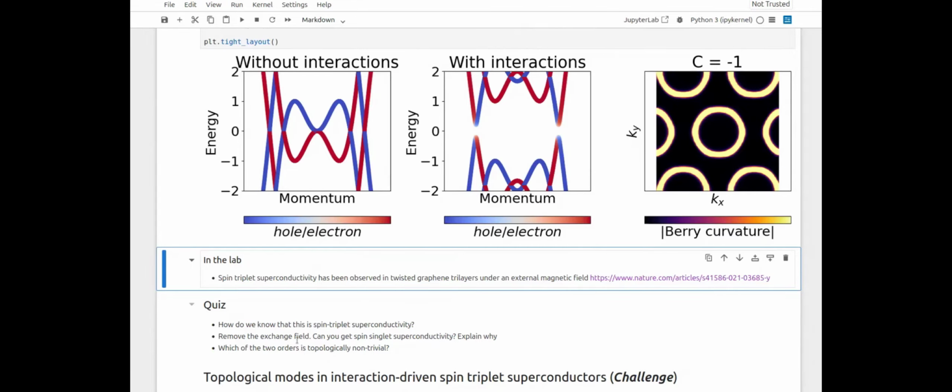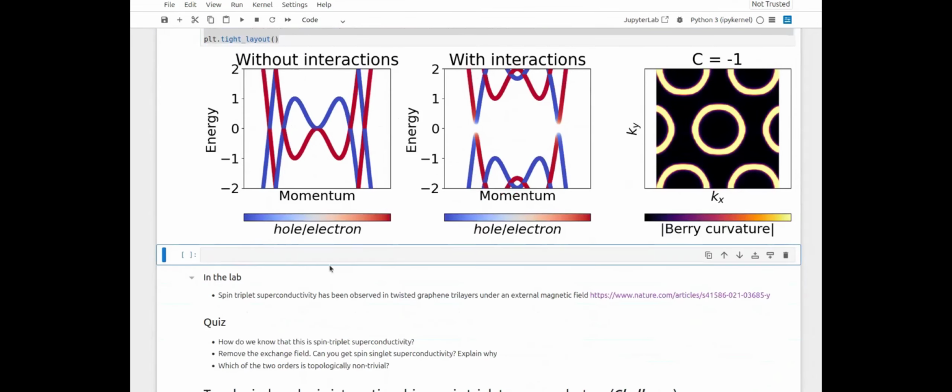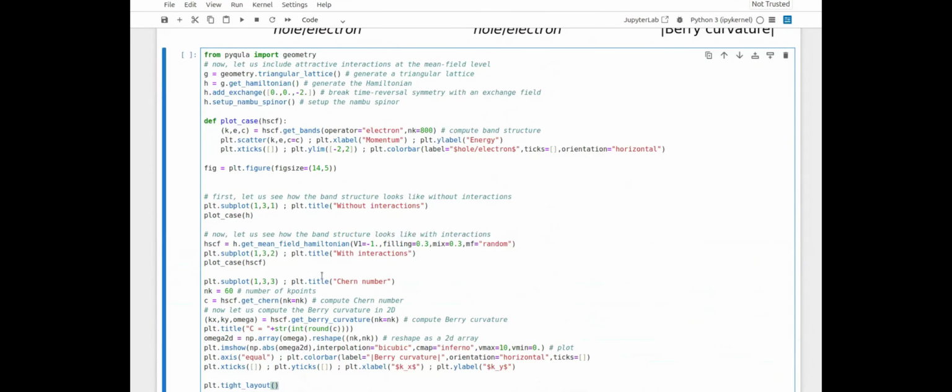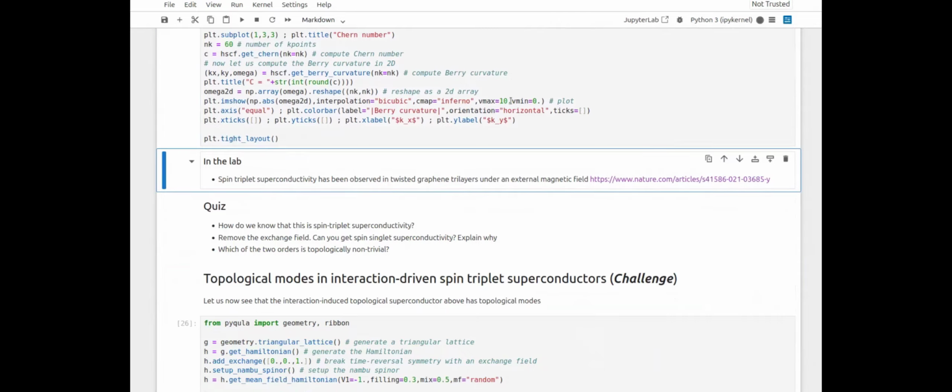Then the next question is, what happens if we remove the exchange field? And so for this, it is useful to just copy the example and run it again. And so what we are going to do now is we are going to remove the exchange field. So we comment this line over here and see what is the superconducting state that we get.